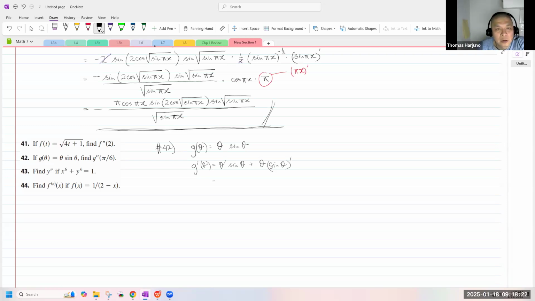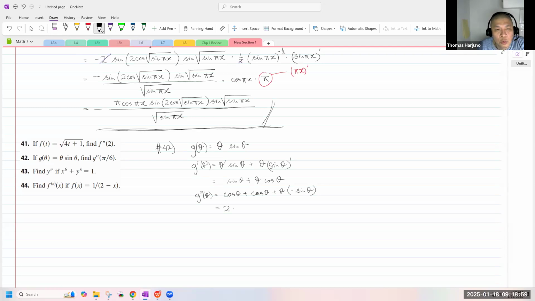Okay, the derivative of theta is 1 with respect to theta. So 1 times sine theta. You don't need to write that one if you don't want to. In fact, you can just skip the step. So this is theta cosine theta. Okay, so we're done with the first derivative. The second derivative, we go on from there. So derivative of sine is cosine plus the derivative of theta cosine theta, product rule again. This is cosine theta plus theta times negative sine theta.